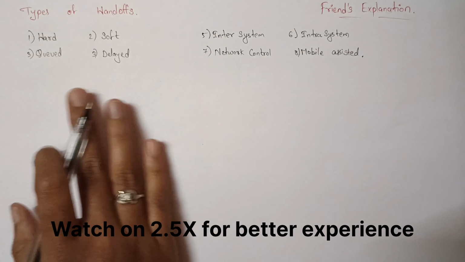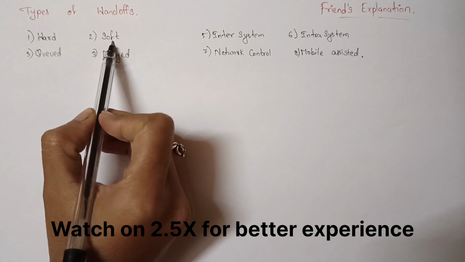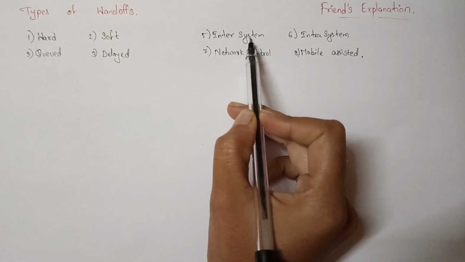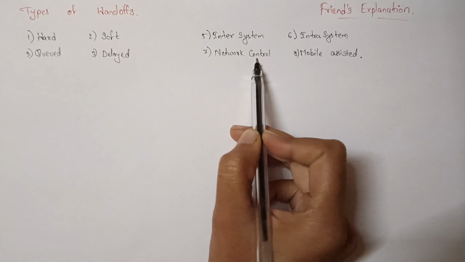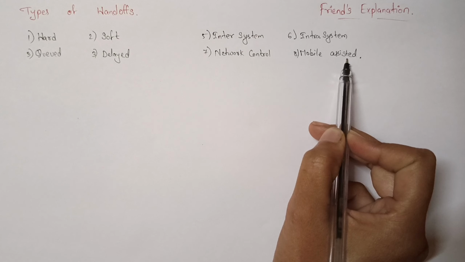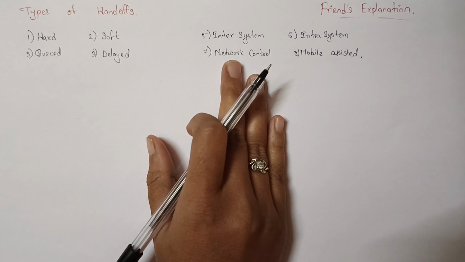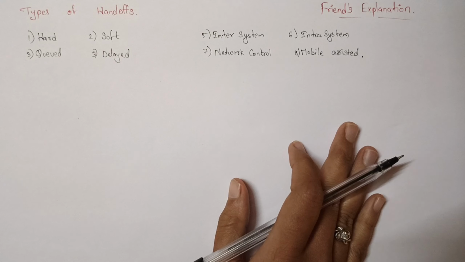So these are all the types of handoffs, which is hard handoff, soft handoff, queued handoff, delayed handoff, inter-system handoff, intra-system handoff, network control handoff, and mobile assisted handoff. So we are going to discuss all of it by seeing the differences between one and another.